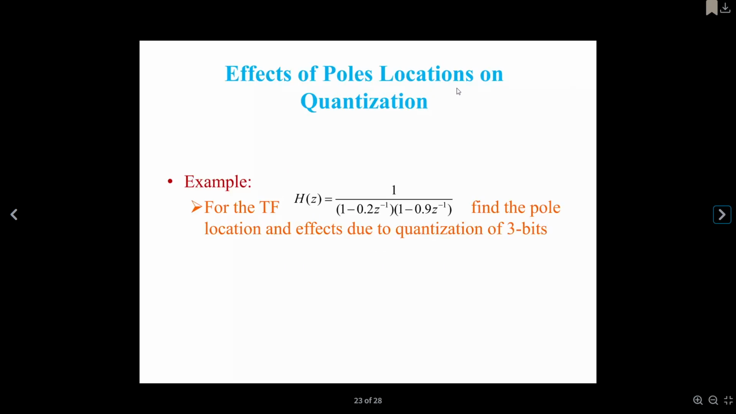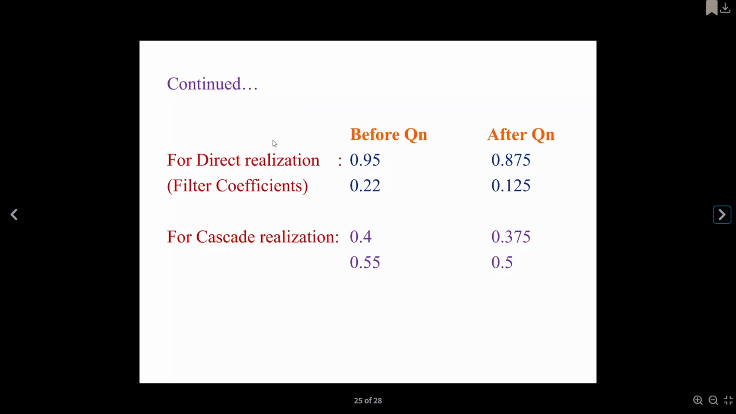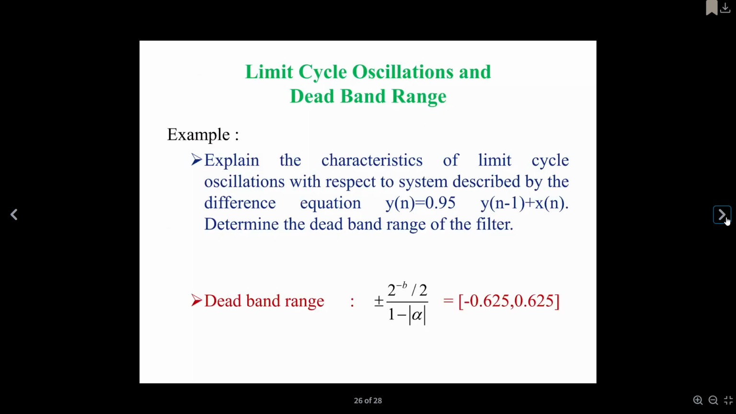Now the effect of pole locations due to quantization. For example, the transfer function H(z) is equal to 1 by (1 minus 0.2 z inverse) times (1 minus 0.9 z inverse). Find the pole locations and the effect due to quantization of 3 bits. Continued. For direct realization, before quantization we have 0.9 and 0.2, and after quantization it is 0.875 and 0.125. For cascaded realization, it is 0.4 with 0.05, and after quantization it is 0.35 and 0.5.